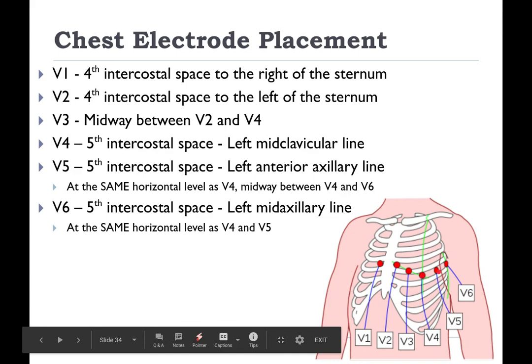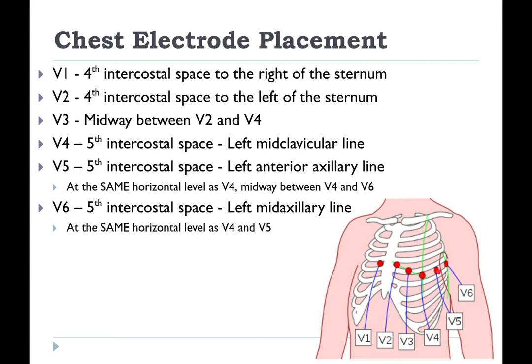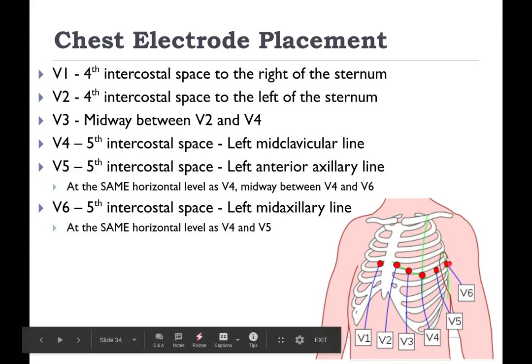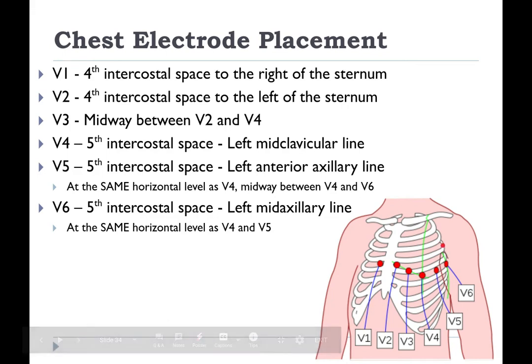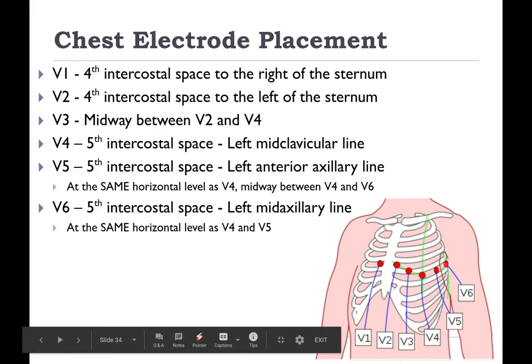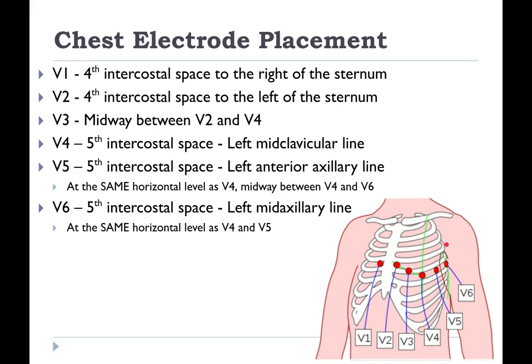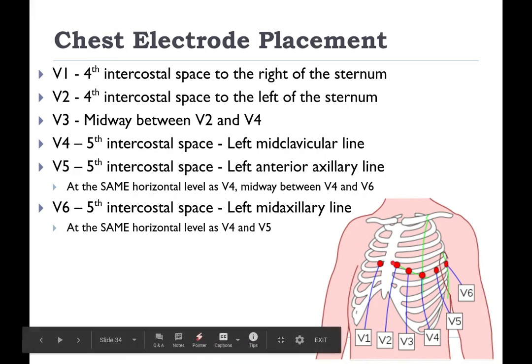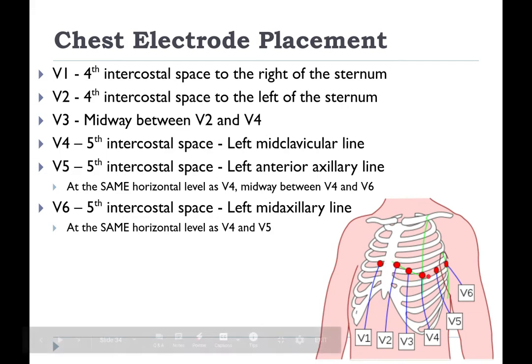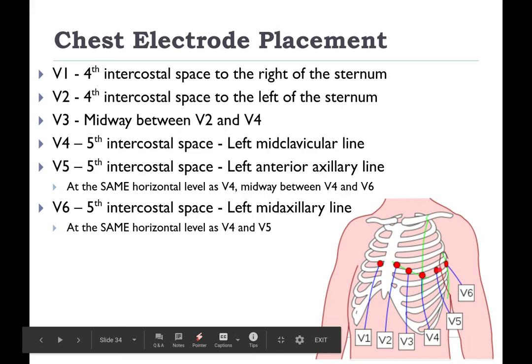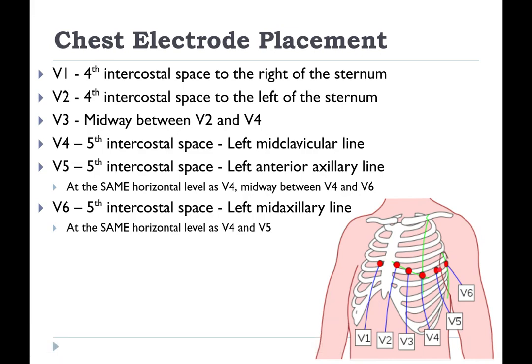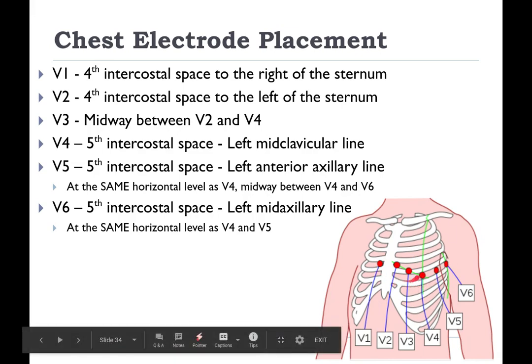V5 goes in the 5th intercostal space on the left anterior axillary line, midway between V4 and V6. And V6 goes also in the 5th intercostal space in the left mid-axillary line. So mid-axillary would be finding the center of the axilla or the armpit and then drawing a line down from the middle there. And you'll notice that it kind of makes a little C curve here around the patient's heart, because even though all 3 of these are in the same intercostal space, the ribs curve around the chest, right?